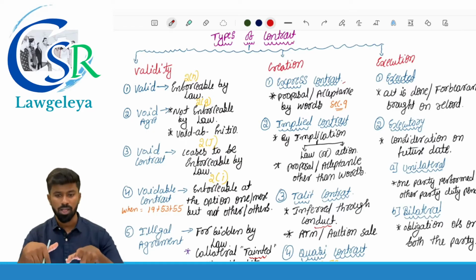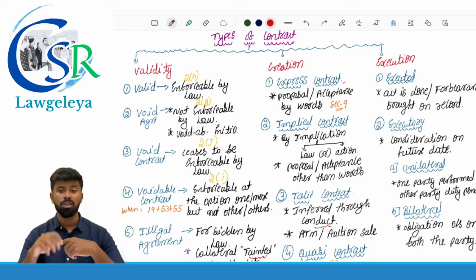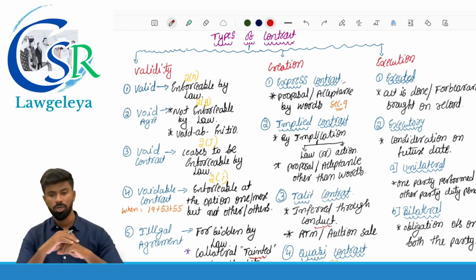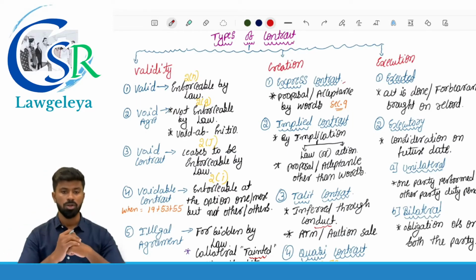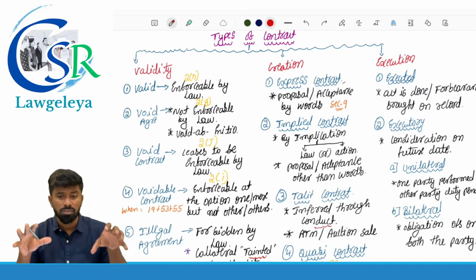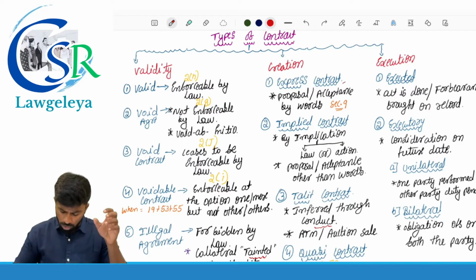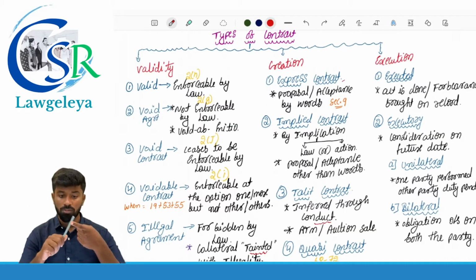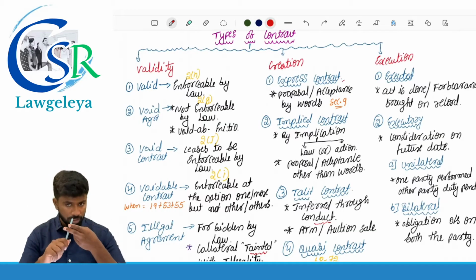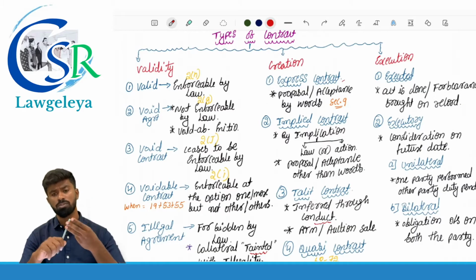And this executory contract can be what? Unilateral as well as bilateral. What is unilateral? If only one party's obligation is pending on a future date, it is called as what? Unilateral contract. If both the parties' obligation is pending, bilateral contract. So these are the various types of contract on the basis of what? On the basis of execution. Okay, first one on the basis of validity, second one on the basis of creation, and the third one is on the basis of what?